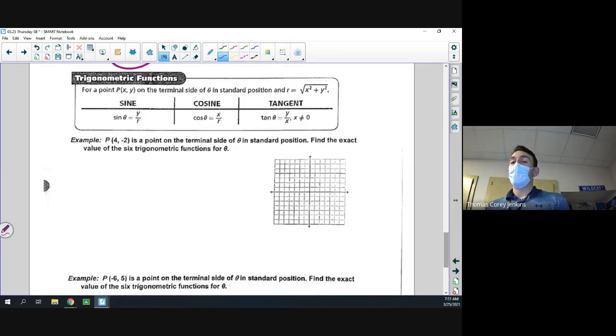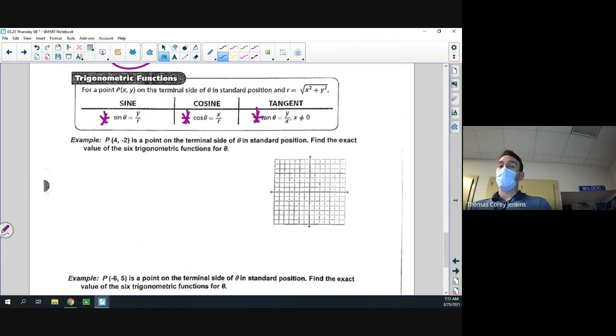And then we talked a little bit about this yesterday, how sine is y over, well, we said sine was just y yesterday, so we'll talk about what the r is today. Cosine yesterday was just x, so we'll look at kind of how that's a little bit different on this. And then tangent is the same as it was yesterday, y over x.